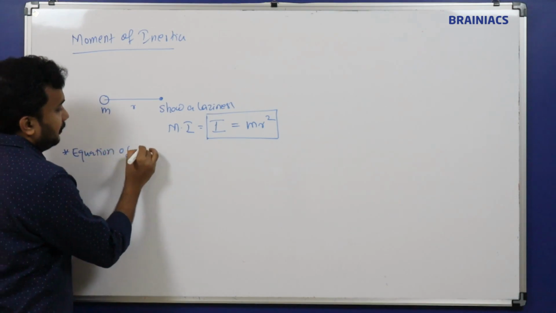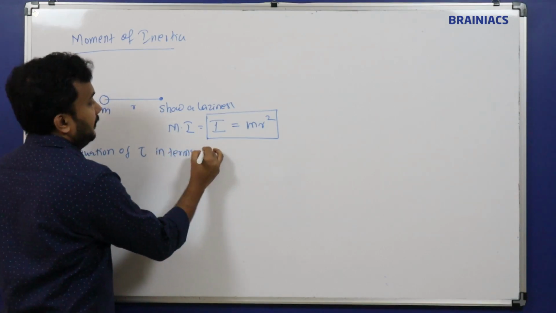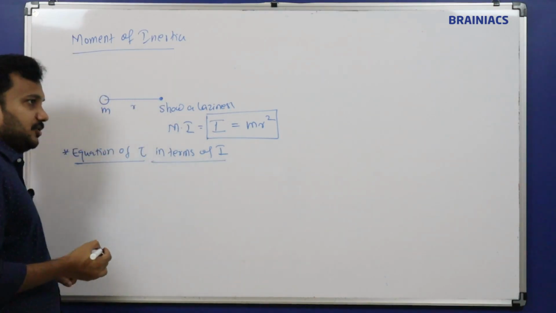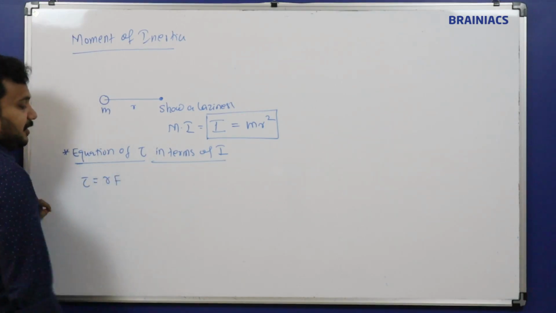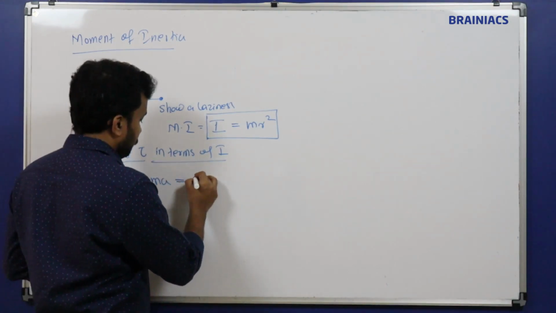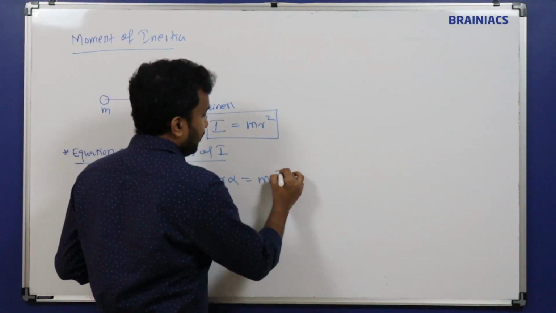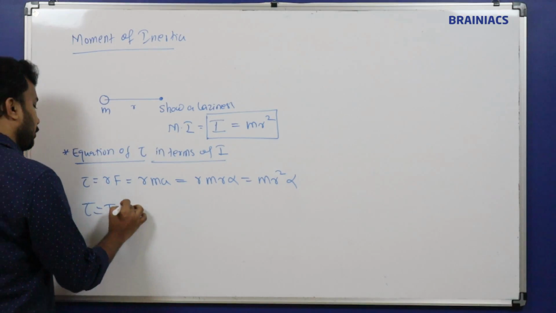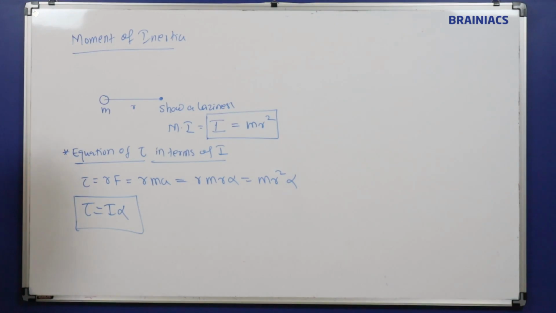Next, the equation of torque in terms of I. We are going to find the equation of torque in terms of I. We know torque is equal to r F, we know F is equal to ma, and we know a is equal to r alpha, so m into r alpha. So this can be written as m r squared alpha. Now you got the answer. What is m r squared? I. So torque is equal to I alpha. This is the equation in rotational motion.